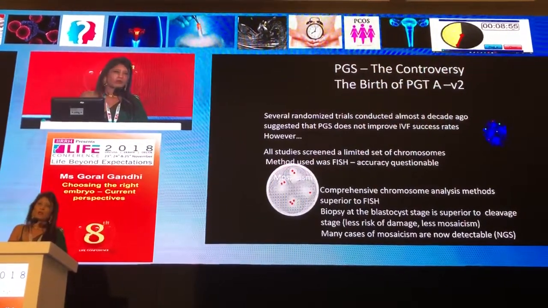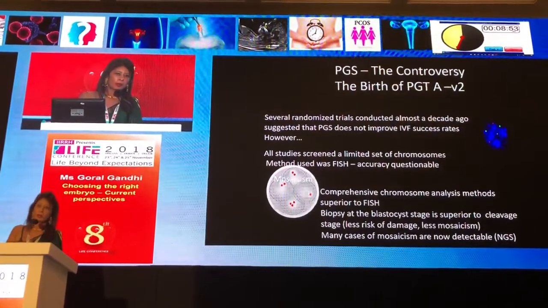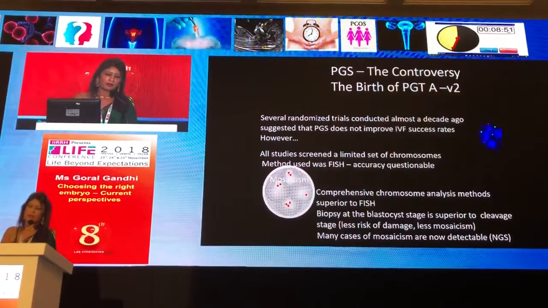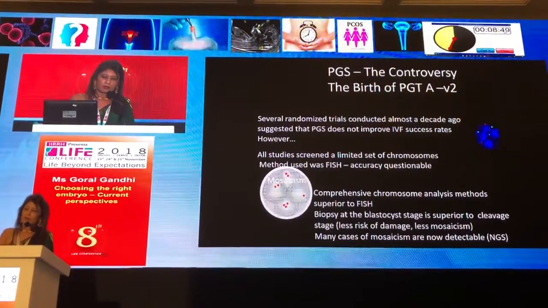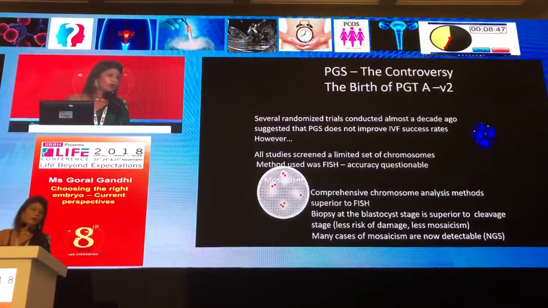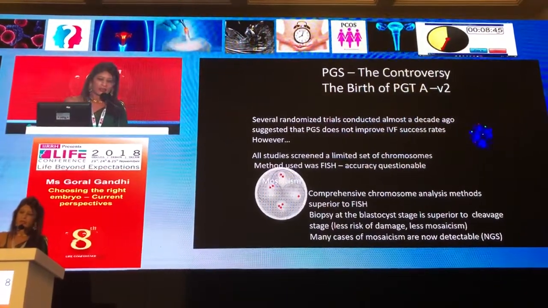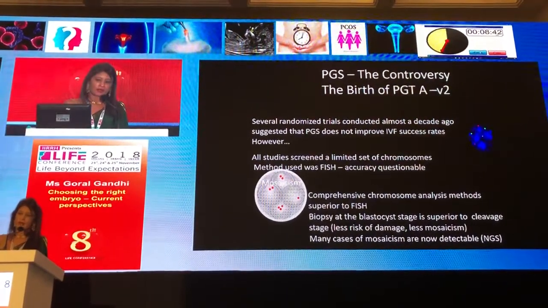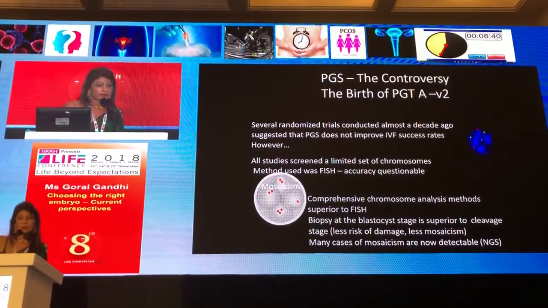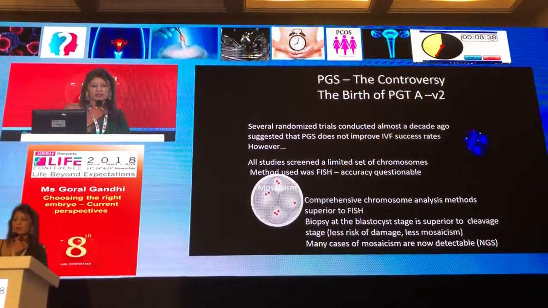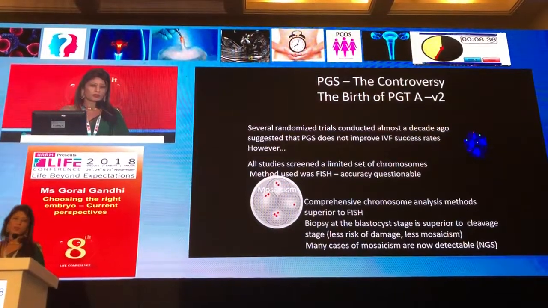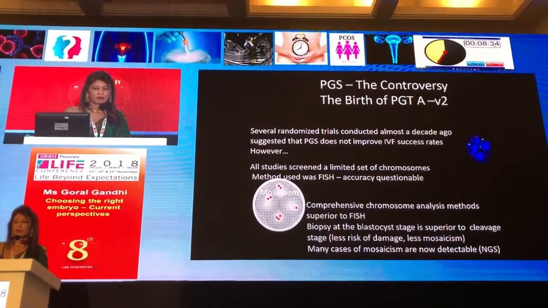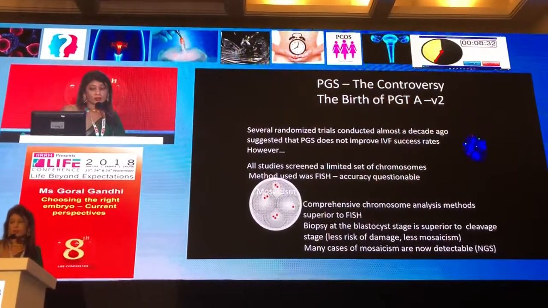However, there has been a lot of controversy surrounding the use of pre-implantation genetic screening. Several randomized trials conducted almost a decade ago suggested that PGS does not improve IVF success rates. However, we must remember that all these studies screened a very limited set of chromosomes. The method used was FISH, and now we know that the accuracy of FISH is questionable.